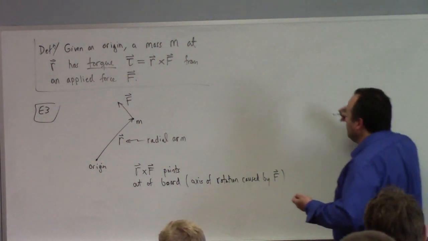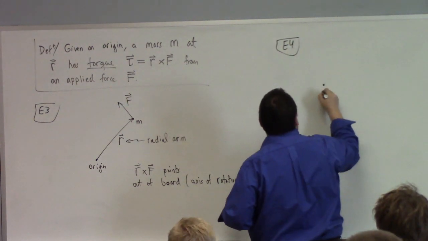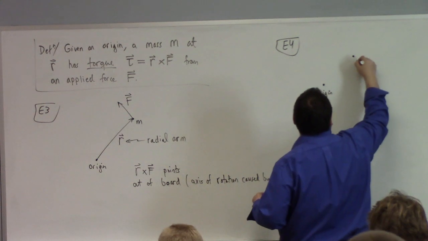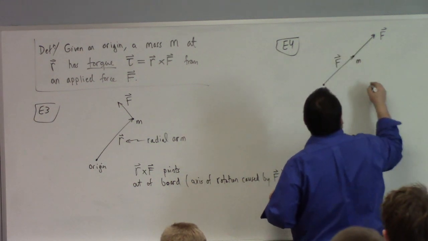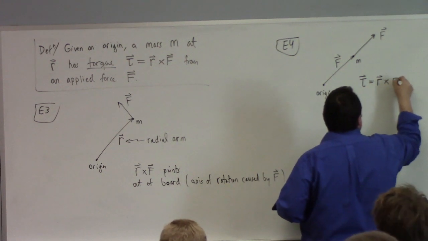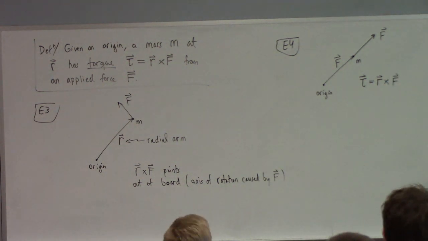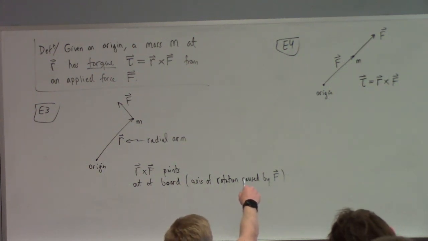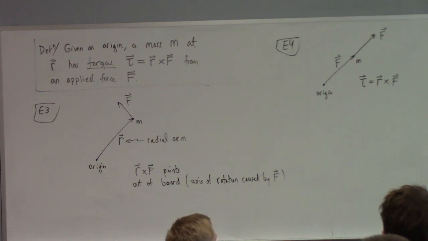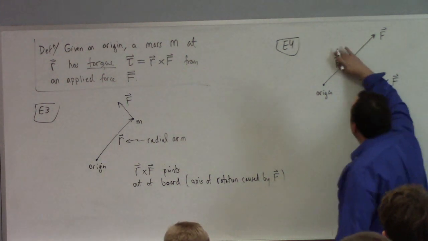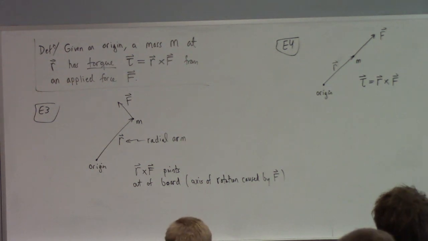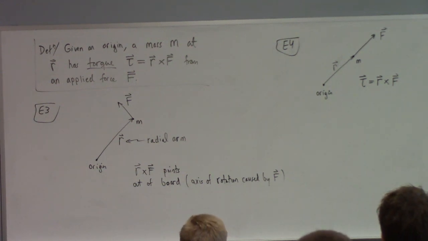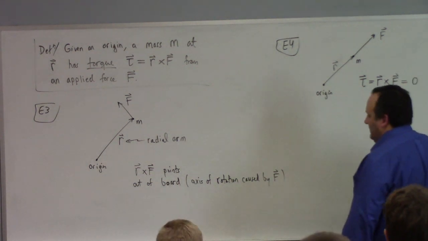Example four. What if the situation was like this? Here's my origin, here's my mass. Suppose the force is like this. So the torque is R cross F. What's the situation here? Remember we talked about the cross product? It's been a minute, but we did. So R and F are parallel here. What's the cross product of a vector and a parallel vector? Zero. So this is equal to zero.